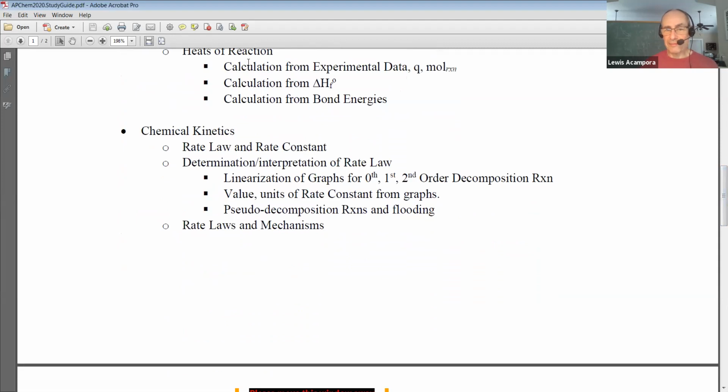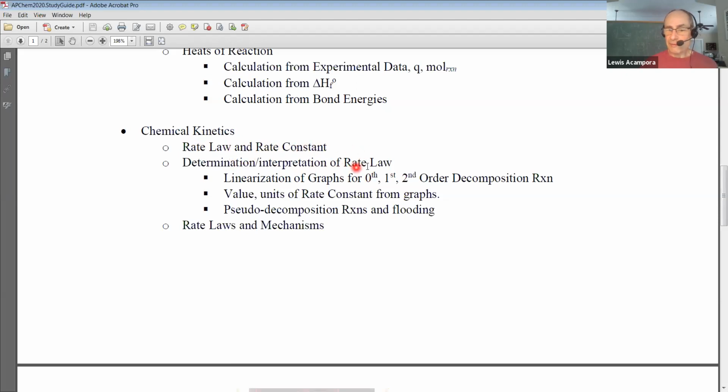Chemical kinetics is another big topic, and Ms. Clark from Bardstown did a very nice AdvanceKentucky review for chemical kinetics. Understand though what we mean by the rate of the reaction, the rate law, and the rate constant, and these really mean different things here.